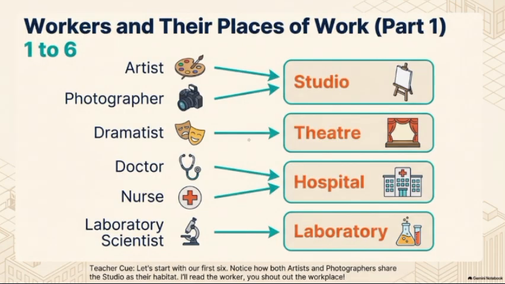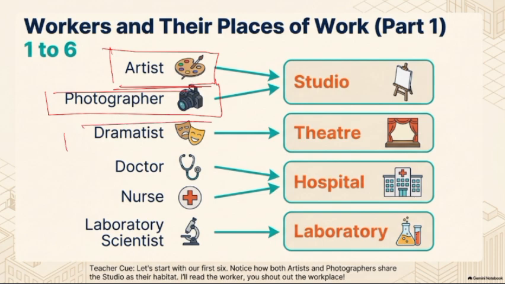For the first six, we'll be looking at an artist. An artist is someone that paints or makes an image, and they work in a studio together with a photographer. A photographer works in the studio. Next, we have a dramatist. A dramatist is somebody that acts in films or plays. And where do they work? They work in a theater. A theater is a stage where people can act in films or plays.